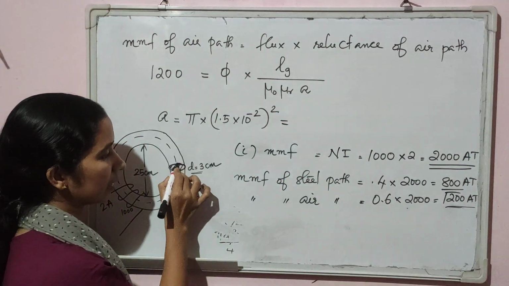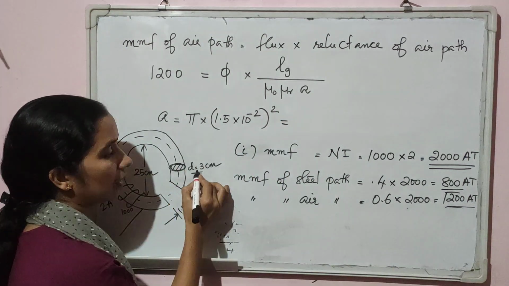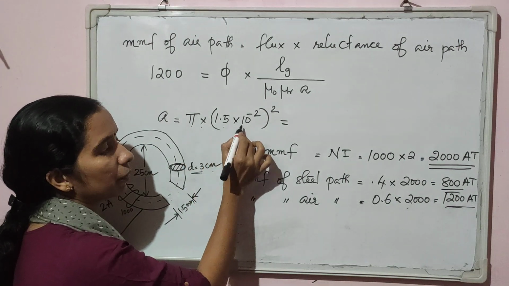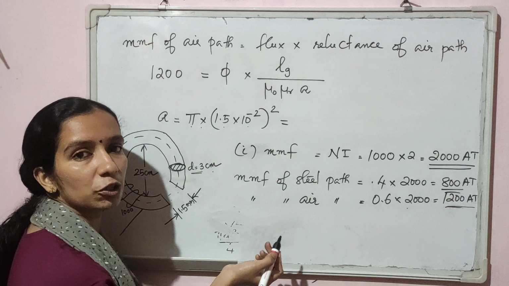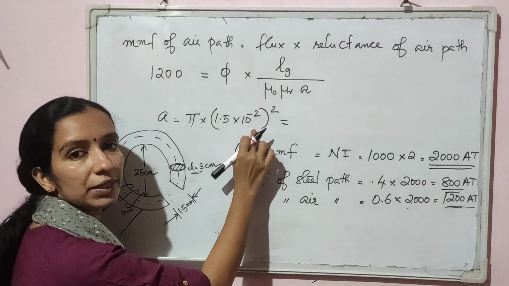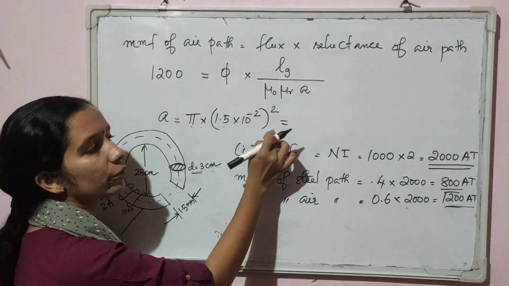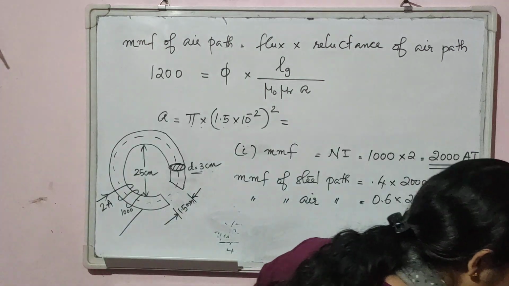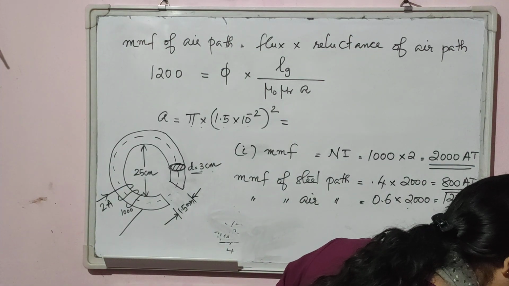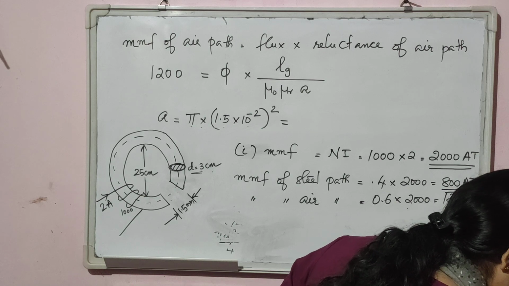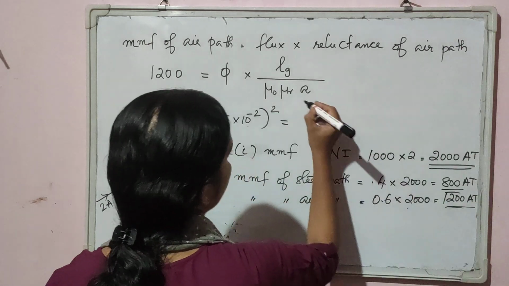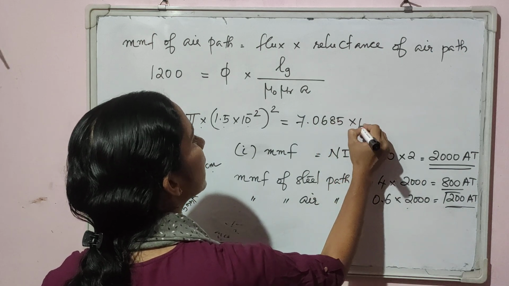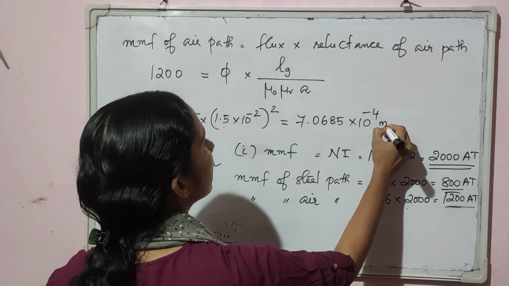Area of this section is pi r square. R is 1.5 centimeter, which has to be converted to meters: 1.5 into 10 raised to minus 2, the whole square, pi r square. And we will get the value of area as 7.0685 into 10 raised to minus 4 meter square.